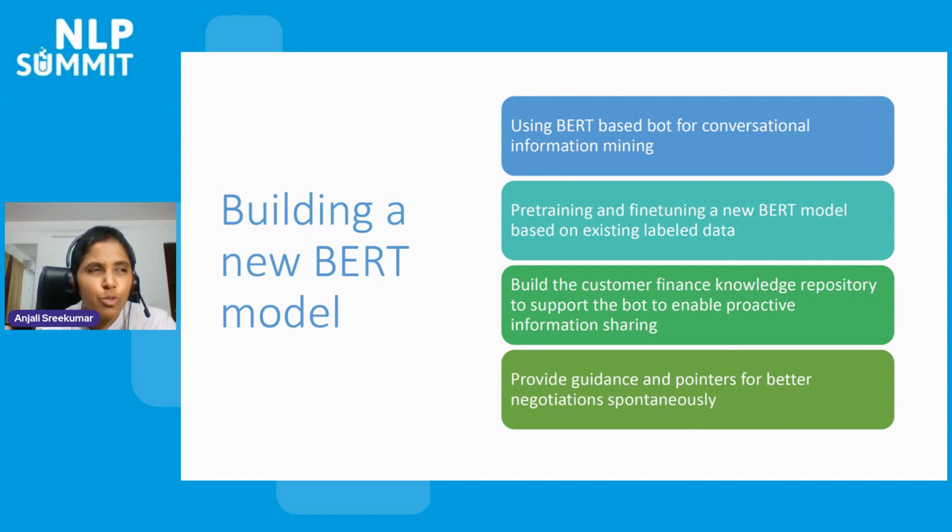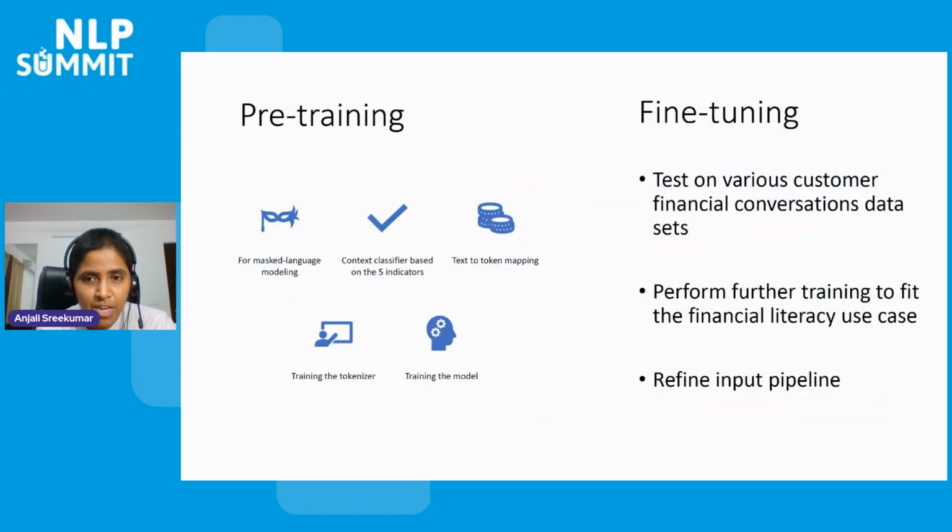So building a new BERT model would require us to pre-train with a labeled data set and fine-tune it further for our specific use case. But that shouldn't be a big deal, because we have the data, we have already analyzed and explored it, and we have the data set ready. So all that we have to do is make sure that we use the masked language modeling. We use the context classifier based on the 5 indicators that we spoke about before. We then do the text to token mapping, train the tokenizer, and eventually train the model.